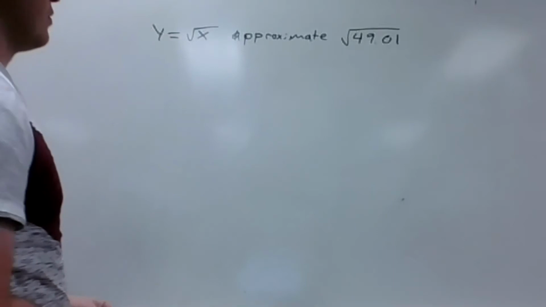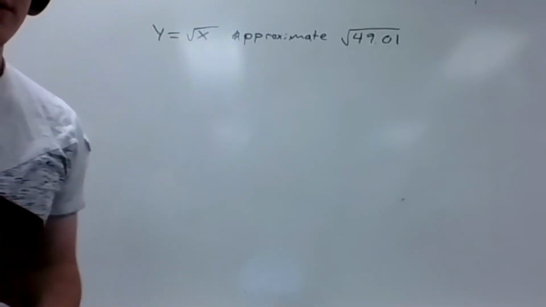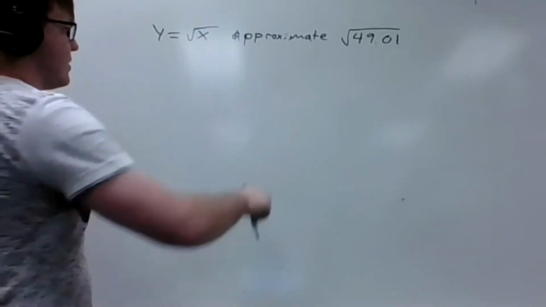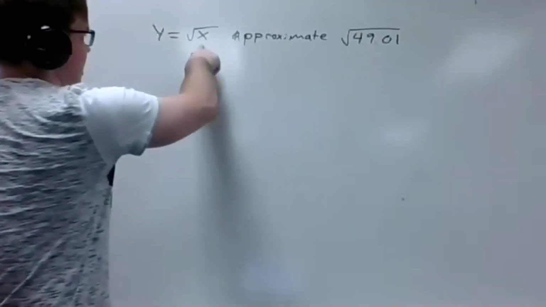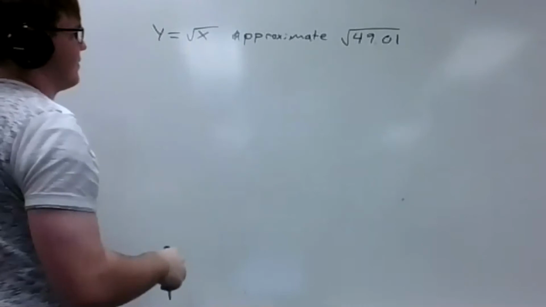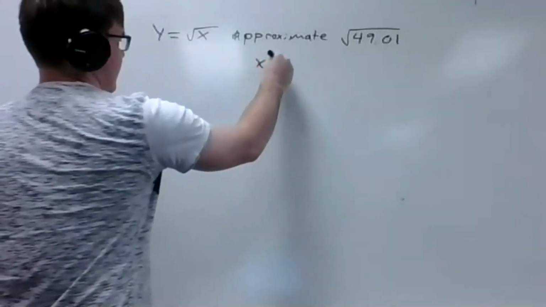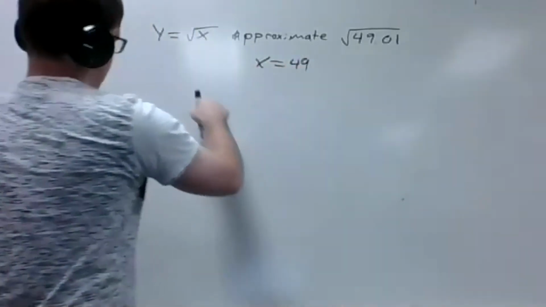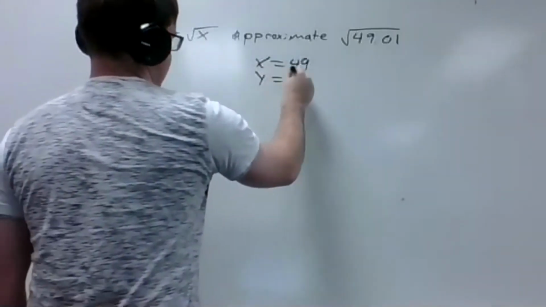So the first thing to do on an approximation question or a linearization problem is to find an x value that's really close to this, that's nice, that we know the square root of. So we'll just change it to 49. So let's say that x equals 49. And if x equals 49, y equals 7, right?